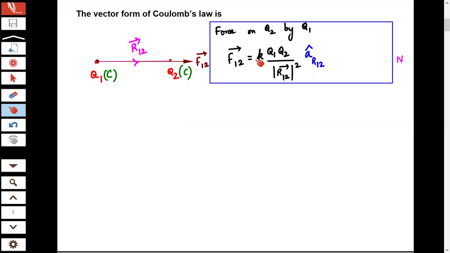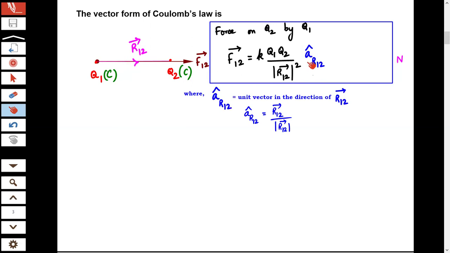and thereby the force vector can be given as K times Q1 Q2 by R square multiplied with the direction. This direction says what is the direction of force. The force between two point charges acts along the line joining the two point charges. Or we can say the force from Q1 to Q2 will act in the direction of R from 1 to 2. Thereby, the unit vector can be given as AR12, which in terms of the displacement vector is R12 divided by its magnitude.